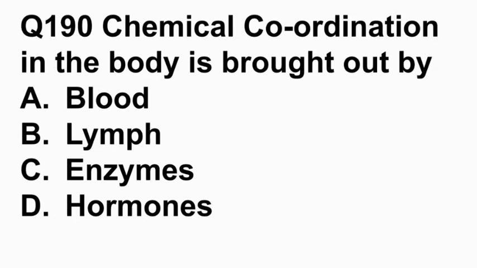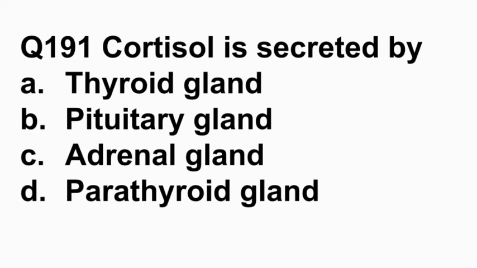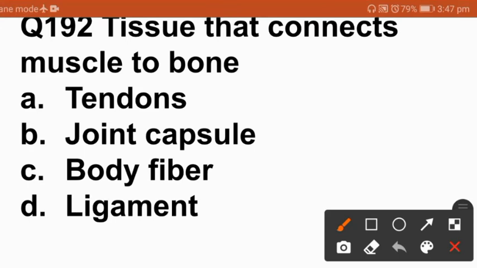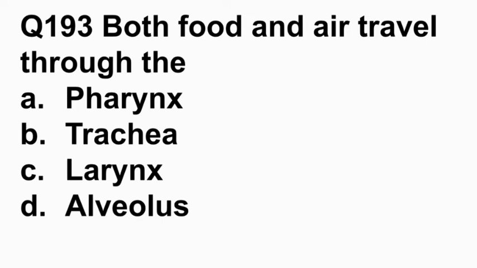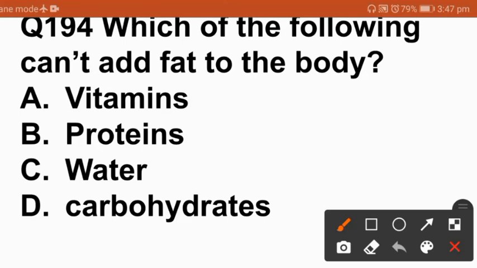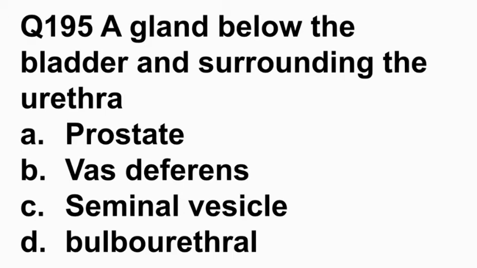Chemical coordination in the body is brought out by D. Hormones. Cortisol is secreted by C. Adrenal gland. Tissue that connects muscle to bone. A. Tendons. Both food and air travel through the A. Pharynx. Which of the following can't add fat to the body? C. Water. A gland below the bladder and surrounding the urethra. A. Prostate.